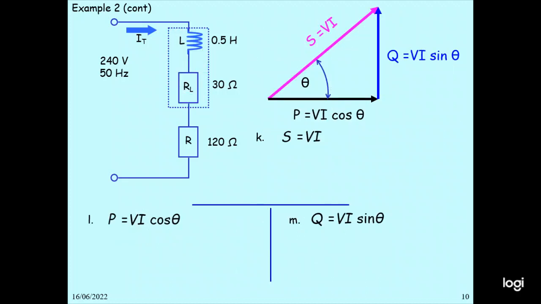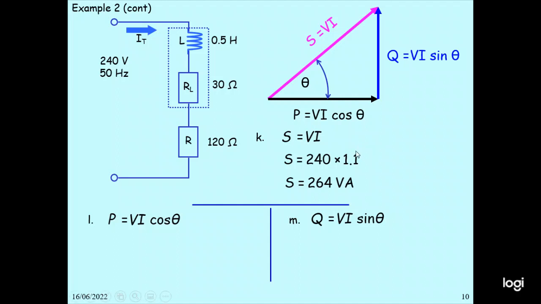Then you also need to calculate a power triangle. This is apparent power VI, real power VI cos theta, and reactive power is VI sin theta. So S equal to VI, have to calculate. So S equal to 240 into 1.1 equal to 264 volt-ampere.